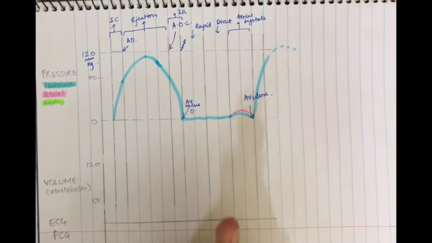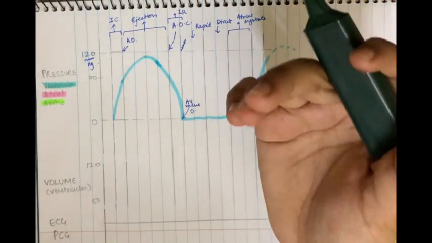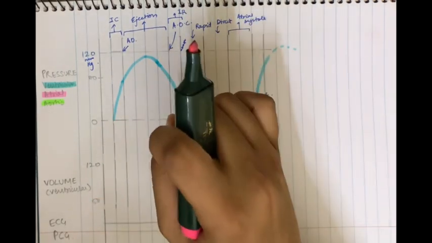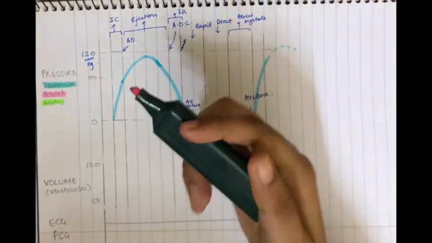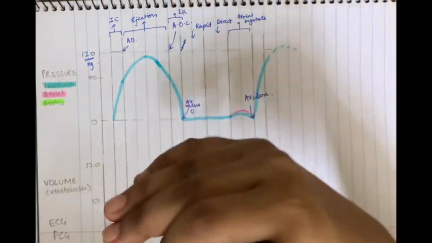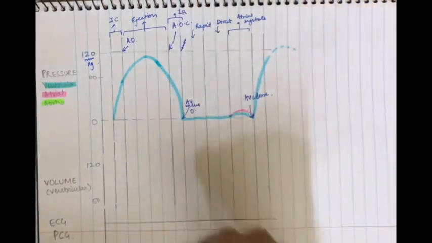Now, the second thing is called the C wave. So, C wave occurs when the ventricles contract. So, when the ventricles contract, they push the AV valve backwards and that causes increased pressure in the atria.